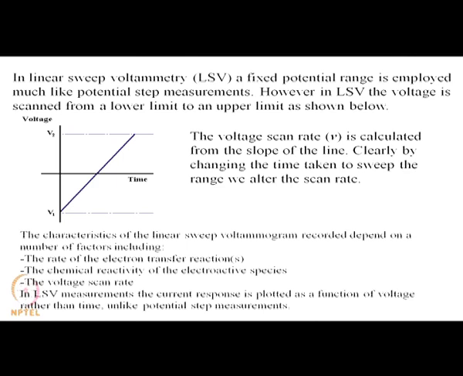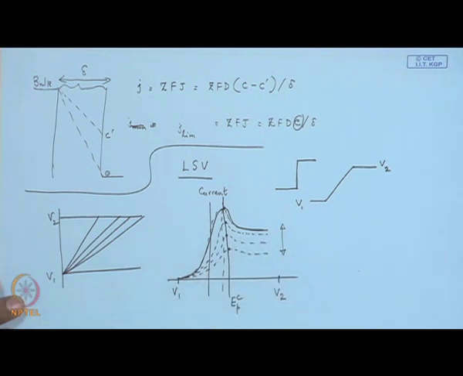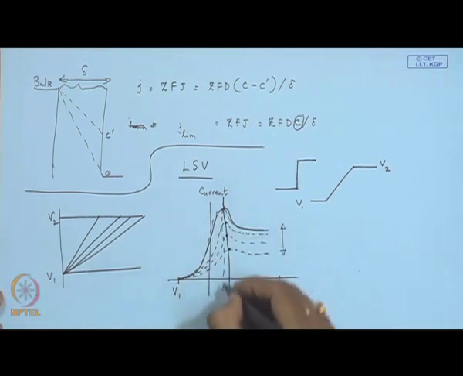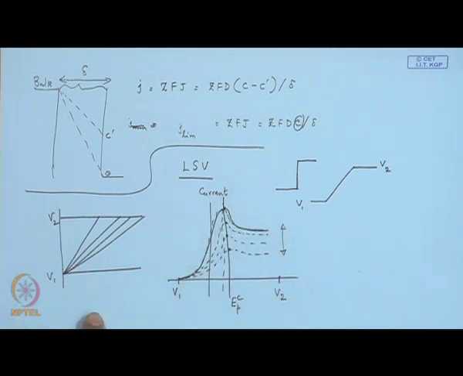Anyway, so this is pretty much what is done in linear sweep voltammetry. So, you keep on changing the scan rate, okay, and you get different response curves. And from this you can get cathodic peak potential. Okay. Cathodic peak potential you will be getting from this peak value.